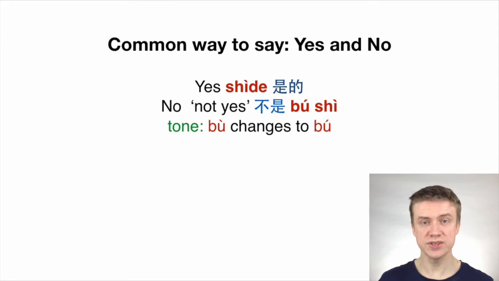So listen to the difference. 不. 不. Which one is the tone falling? The first one or the second one? Listen again. 不. 不. In the first one, the tone is falling, and the second one is rising. So why the change? Don't worry about the why just now.